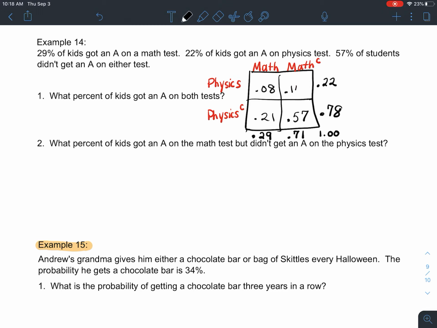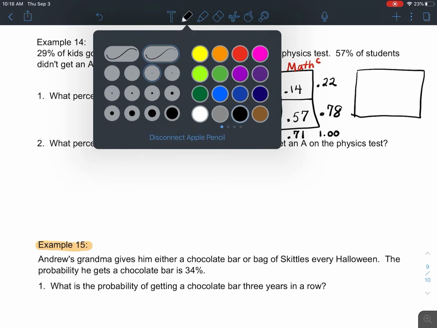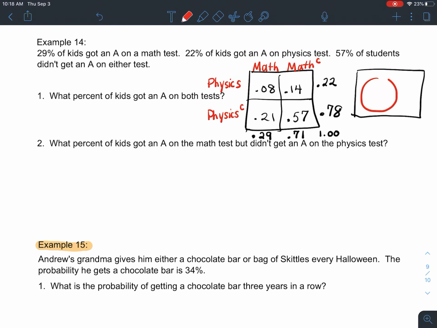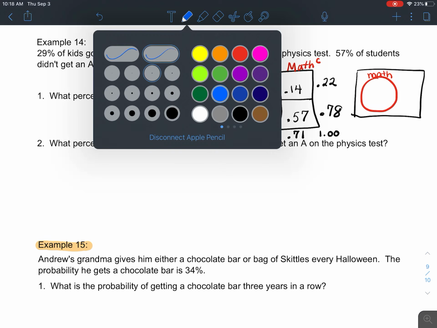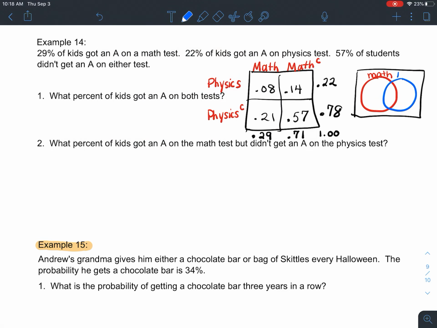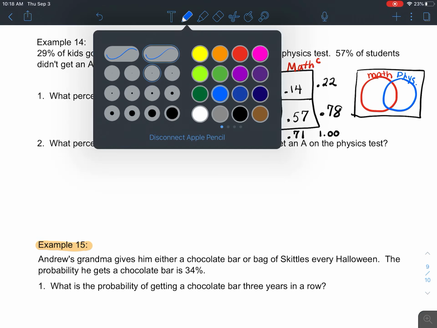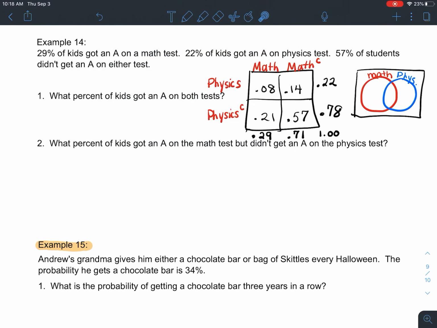Okay, if this total is 0.78, it means this gap right here would have to be 0.21. Okay, and you just kind of use what you know about how numbers add up here to sort of fill in these missing pieces. Okay, so here is a two-way table that we could use. If you prefer Venn diagrams, I'm just going to illustrate very quickly here how a Venn diagram may have looked for this, and it would be totally fine if you were to make a Venn diagram for this particular problem.